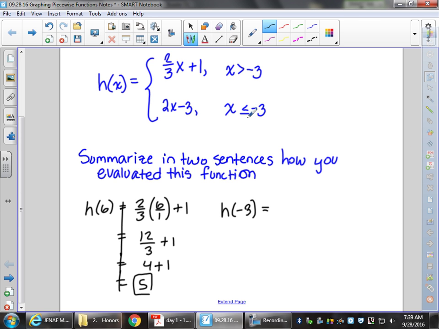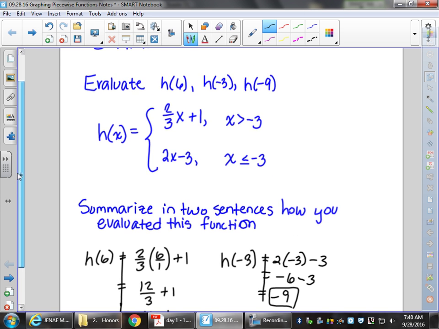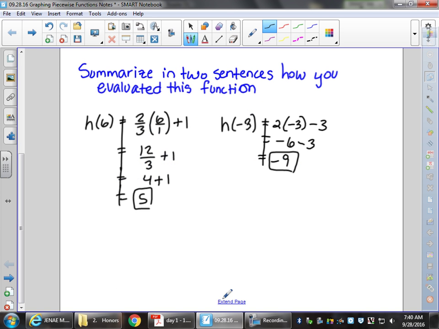So this notation really does influence our choices. Here, x is strictly greater than. There is no equality. Here, x is less than or equal to -3. Very good. So that'll be 2 times -3 minus 3. -6 minus 3 equals -9. Show of hands. Who matches me? Okay. On a roll. And then last but not least, h of -9.